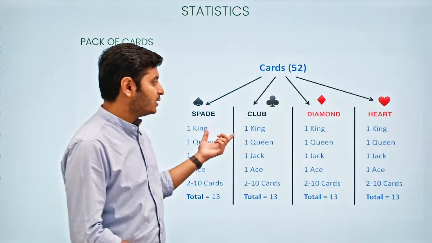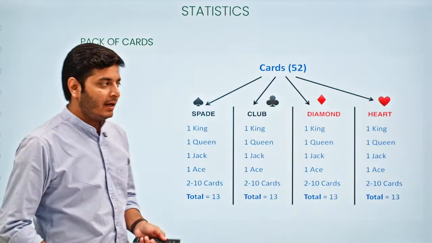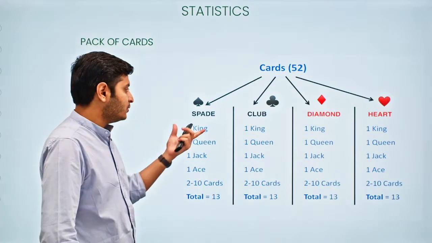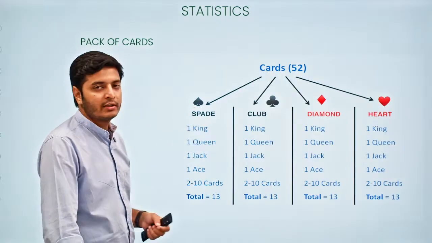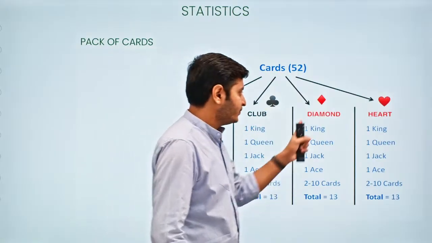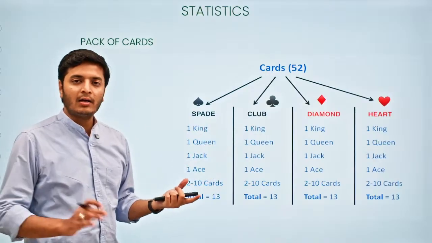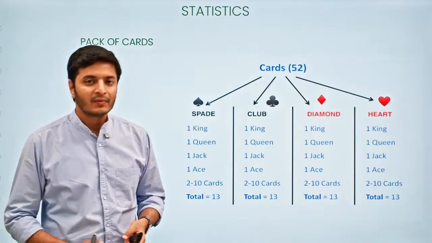Either cards are black in color or they are in red color. And here we have four different types of names for them. If you are seeing this type of symbol on a card, then they are known as spades. If this symbol is there, clubs, diamonds and hearts. Spade and club are black in color, diamond and heart are red in color.